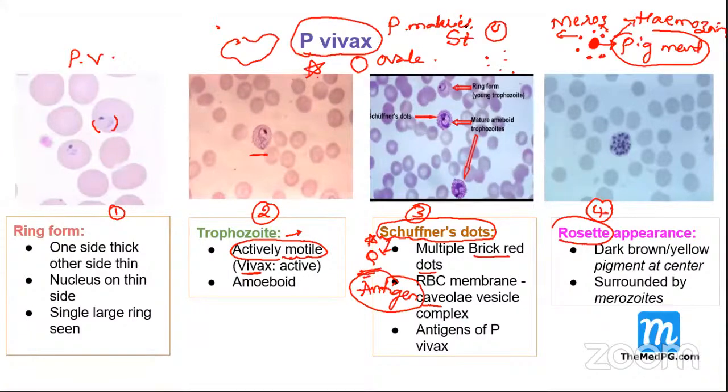So what are the pathognomonic features, students? One is the ring form. In the ring form, look at this first picture: one side is thick and the other side is thin. Very good. The second is the trophozoite, highly amoeboid, totally distorted, and actively motile. The third point is that you can definitely observe Schüffner's dots. And what are these dots? They are the antigens of Plasmodium vivax.